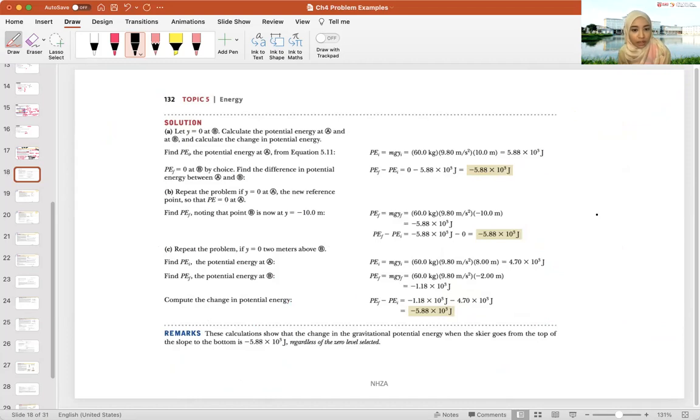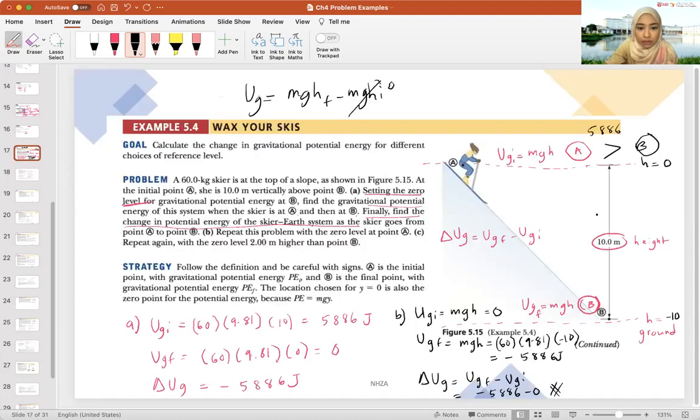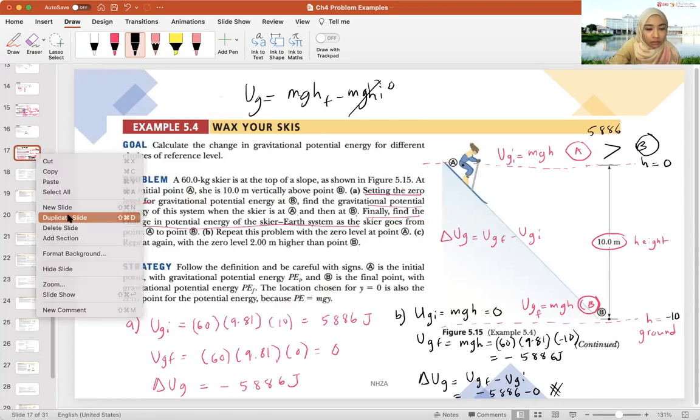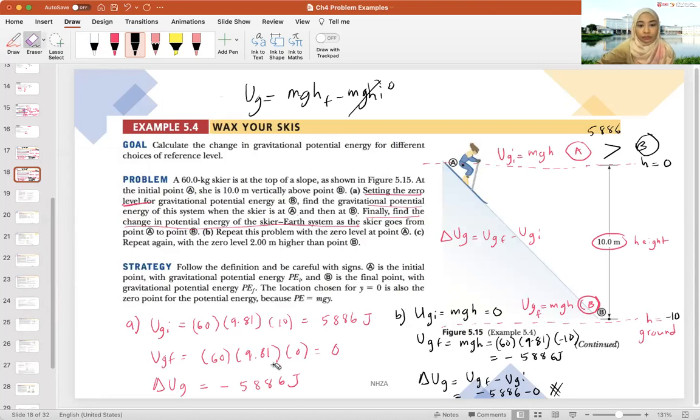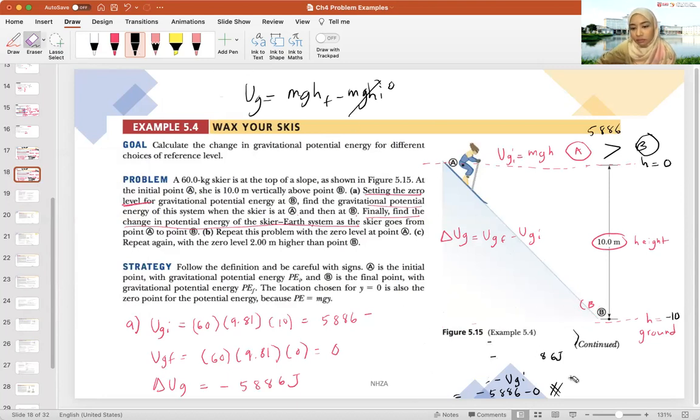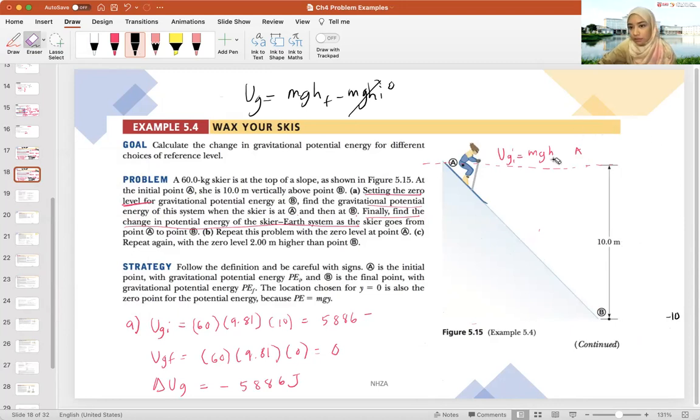Repeat the problem if y equals to 0 is 2 meters above B. Does that mean? 2 meters above B. So dia nak cakap kat sini. Let's duplicate this gambar. And then remove the rest. I hope I'm not confusing anyone. If you are confused, please discuss with me. Sebab when you don't know, when you have lack of information, I think that will make you confused even more. So I'm just giving you everything lah supaya it makes sense.